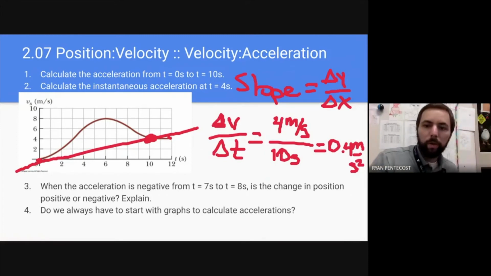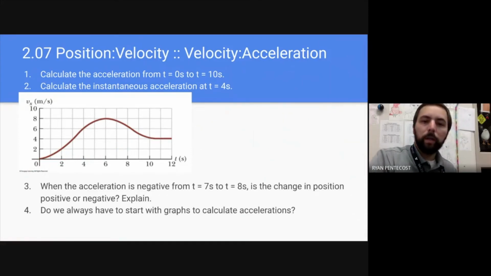Sorry, I ran out of room there. So that would be the acceleration from 0 to 10 seconds. The average acceleration over that time frame is 0.4 meters per second squared. Now, like the analogy says at the top of the slide, position is to velocity as velocity is to acceleration. Velocity is the slope of a position graph, and acceleration is the slope of a velocity graph. So these have a very similar relationship.